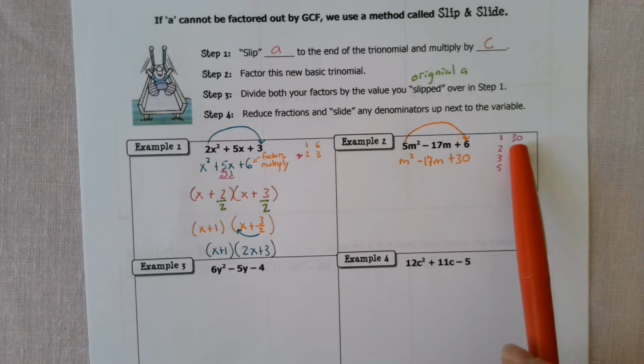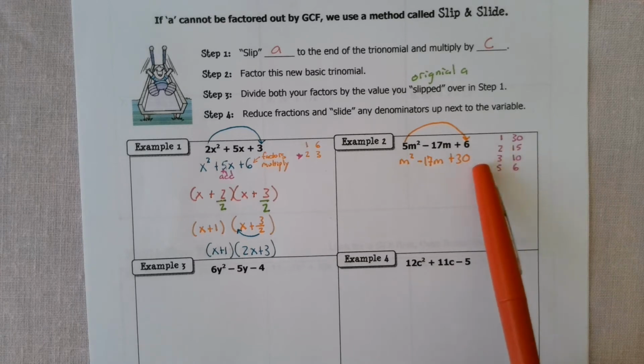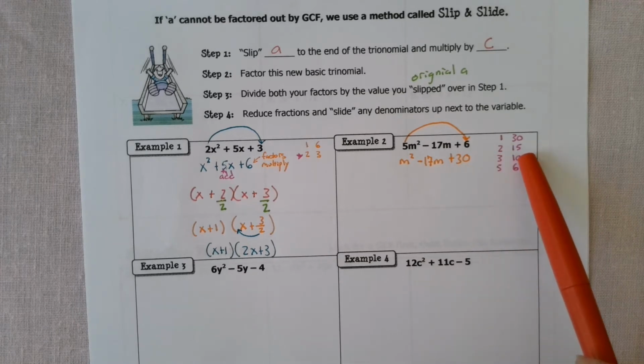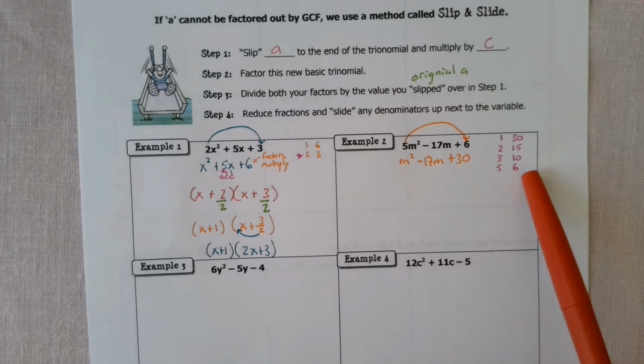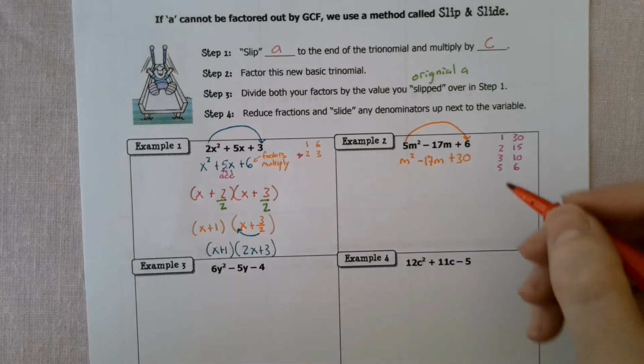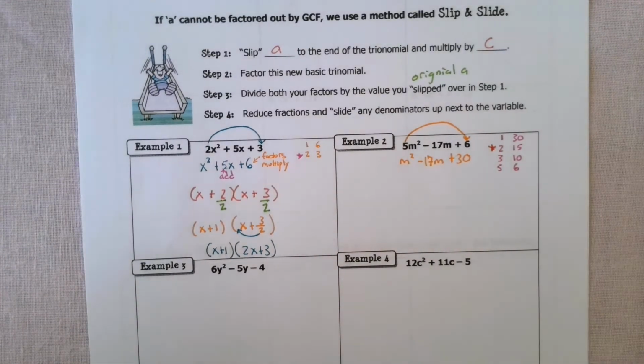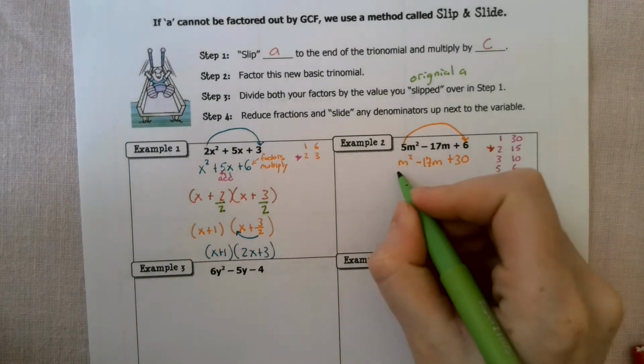So 1 plus 30 will give us 31. 30 minus 1 will give us 29. 2 plus 15 will give us 17. There we go. Check to make sure the other ones: 3 plus 10, 13. 5 plus 6, 11. So we definitely want to use this one. Alrighty. So now we're going to draw our two parentheses.